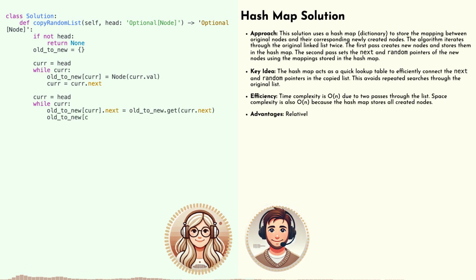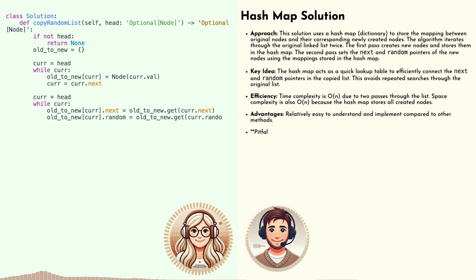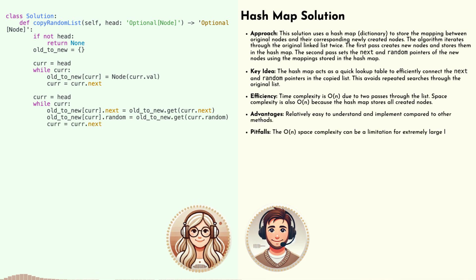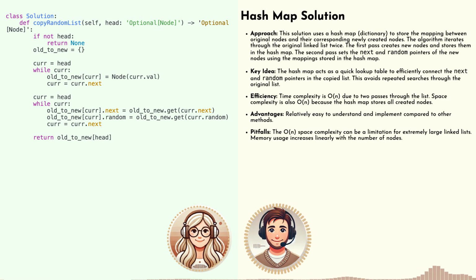Yeah, so think of a hash map like a dictionary, where each word, or in our case, each box in the original list, has a corresponding definition, which would be the corresponding copy of that box in the new list. So as we're creating a copy of each box from the original list, we're also adding an entry into our hash map that says this original box maps to this new copy box.